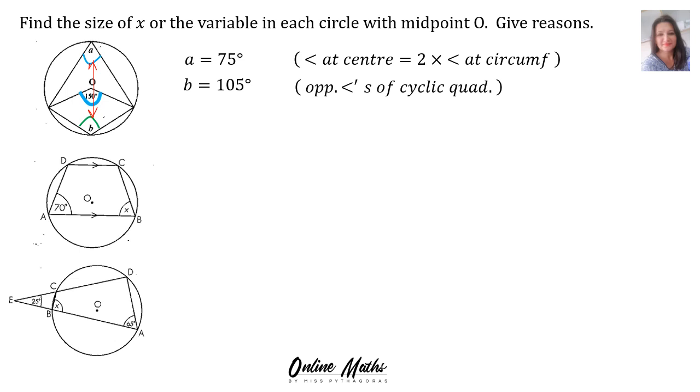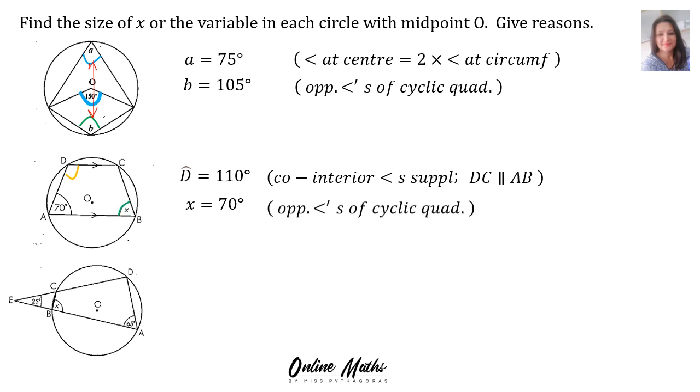In the next sketch, you can see that there's angle A, which is 70 degrees, and then there's also DC parallel to AB. So you're going to use that. We can start by saying that angle D is equal to 110 degrees, and your reason is co-interior angles supplementary because DC is parallel to AB, which leads me to angle X is 70 degrees, and your reason opposite angles of cyclic quad. Can you see there? They are the opposite angles and they are also supplementary.